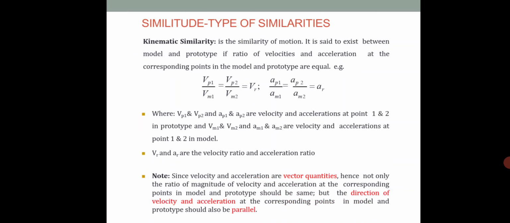We can see Vp1 and Vp2, and Ap1 and Ap2; these are the velocity ratios and acceleration ratios being considered. Both velocity and acceleration are vector quantities, so not only the ratio of magnitudes but also the direction is essential. We have to take that into consideration. The directions of velocity and acceleration at the corresponding points in the model and prototype should also be parallel.